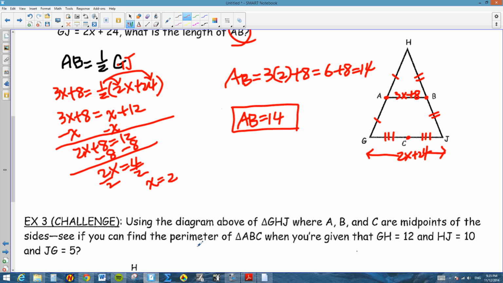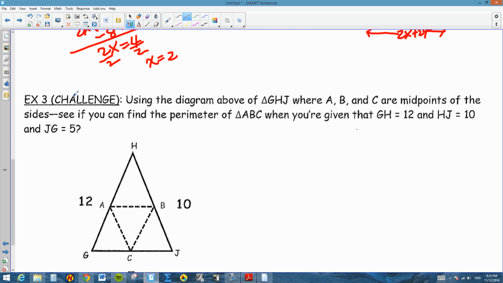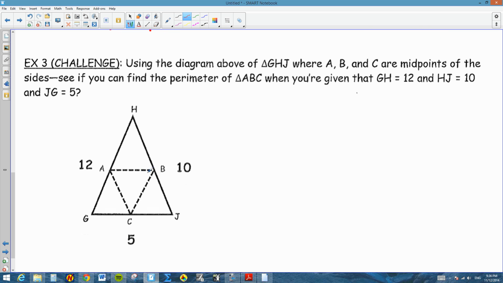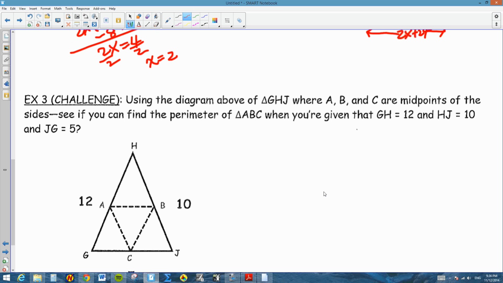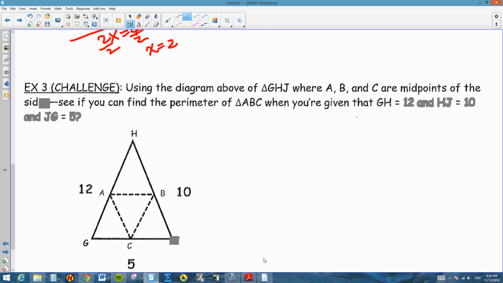So let's take a look at example 3. This one is a little bit more challenging, okay? Challenge question. So let's read the question. Use the diagram above, like this, where A, B, C are midpoints of the sides. See if you can find the perimeter of triangle ABC.